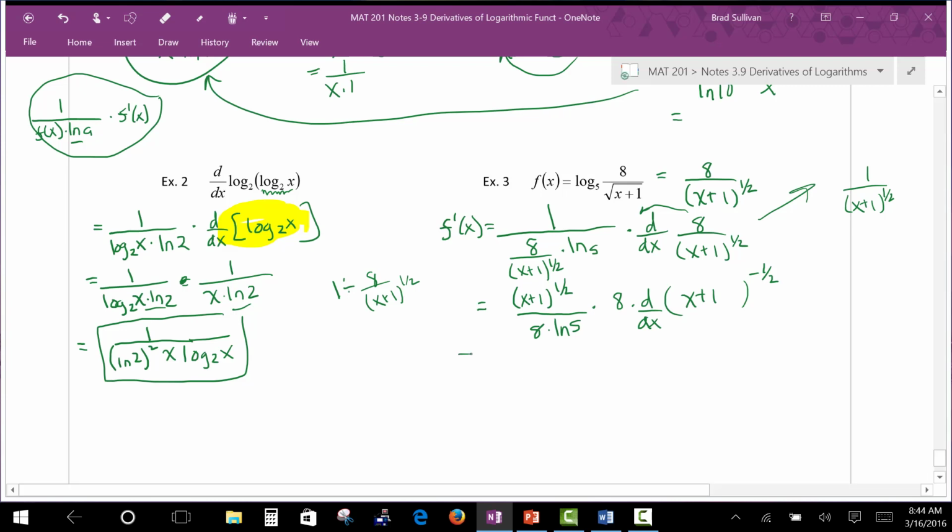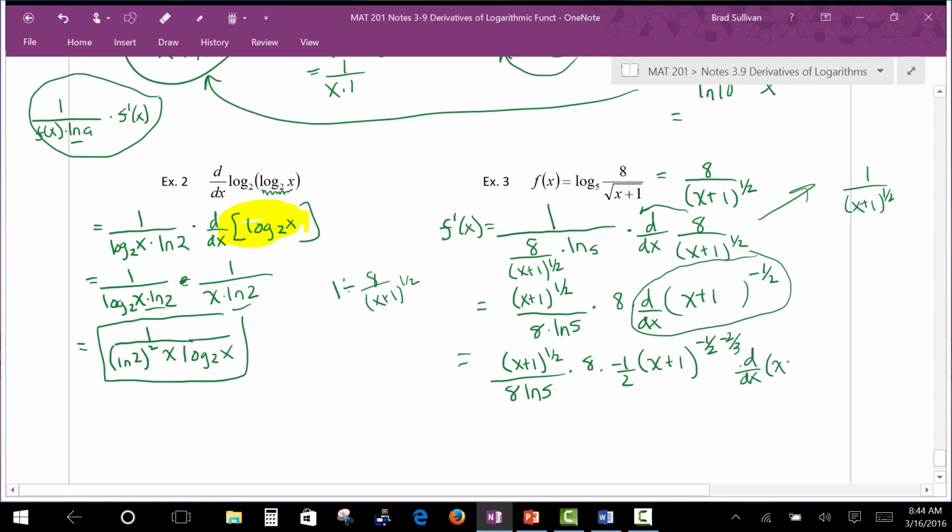Now, when we put this together, we're going to have (x plus 1) to the 1/2 over 8 ln 5 times 8. Those 8's are going to cross out. Now we're going to do this derivative right here, which is just a basic extended power rule. So it's negative 1/2 (x plus 1), subtract 1 from the exponent, and then technically you don't have to write this because you're doing the derivative of what's inside in your head, since you're applying a chain rule.